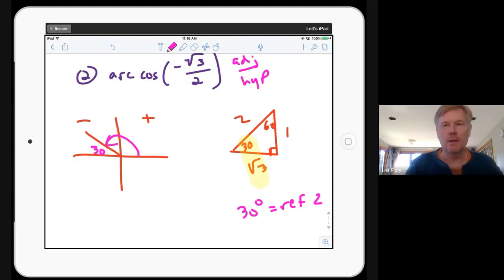Just so that I don't feel quite so alone, can anybody tell me what that angle is? How many degrees is that from starting at the x-axis and going all the way around to the 30 there, or type it into the chat. 150. Nice. Excellent. 2 people.